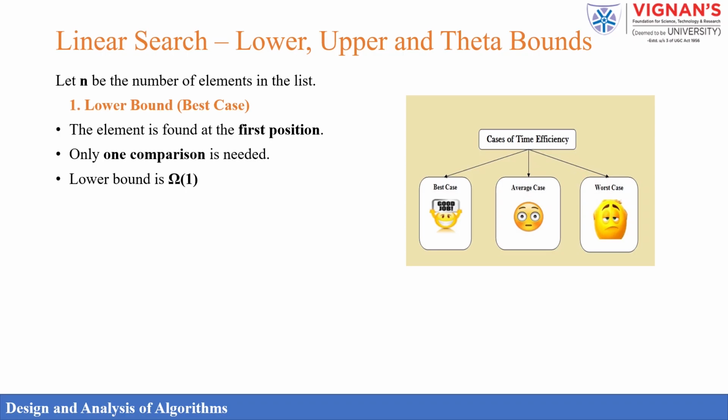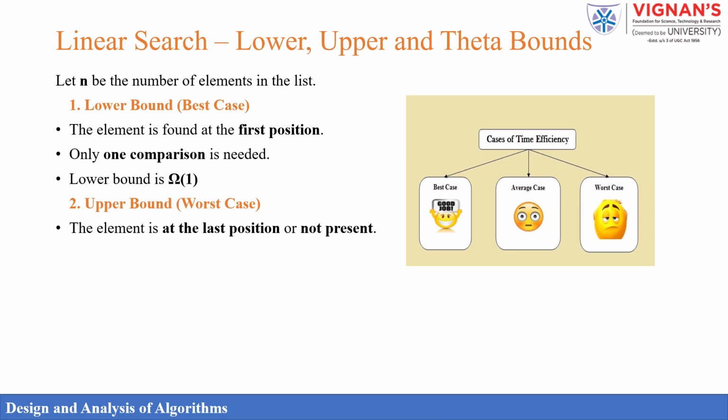Next, we look at the upper bound, also known as the worst case. In the worst case, the element is present at the last position, or it is not present at all. In such a situation, the algorithm must compare the element with all n elements in the list. Hence, the number of comparisons is n. So, the upper bound of linear search is O(n).